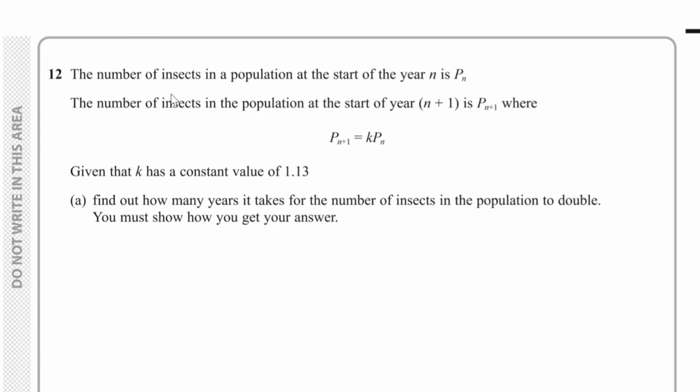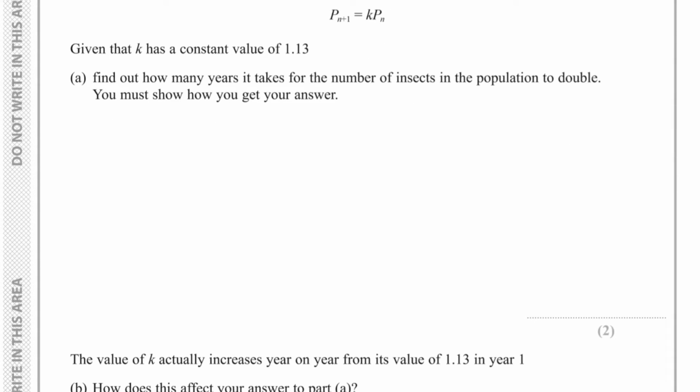Question number 12. The number of insects in a population at the start of year n is Pn. Then we know that the number of insects in the population at the start of year n plus 1 is Pn plus 1, where Pn plus 1 is equal to k times Pn. We're given that the value of the constant k is 1.13, and for part A we have to find out how many years it takes for the number of insects in the population to double. You must show how you get your answer.